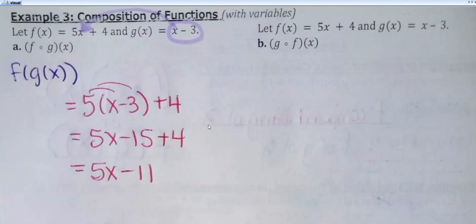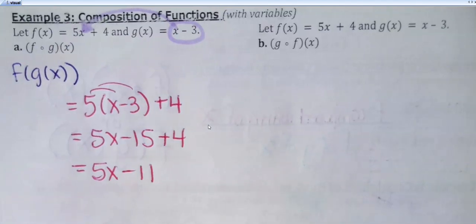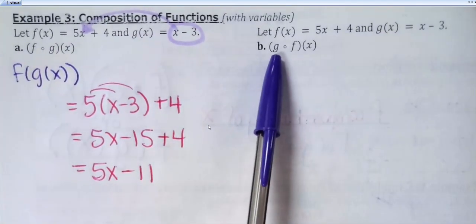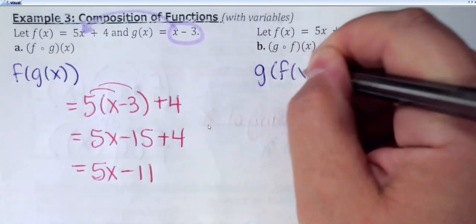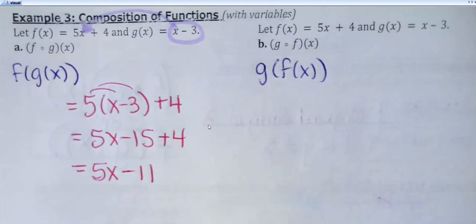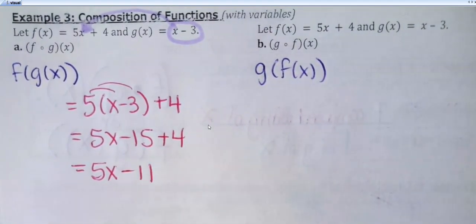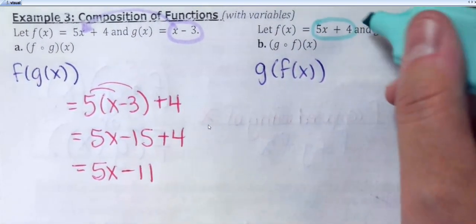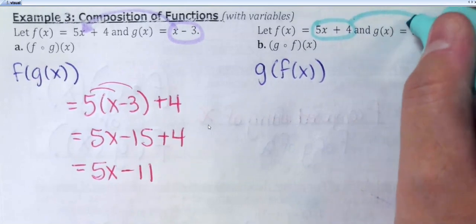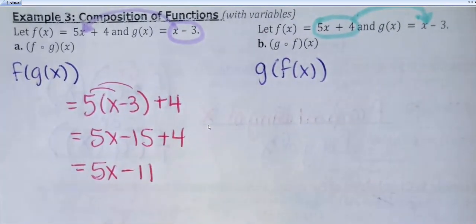Okay, now I'm going to show you the difference here. The one next to this almost looks like it's exactly the same question, but in this one you have g composed with f. So this goes backwards. I'm going to take the f of x function and compose that with the g of x function. So what I'm going to do here, I'm going to take the 5x plus 4, and everywhere I see an x in the g of x function, I'm going to put that in place of it.